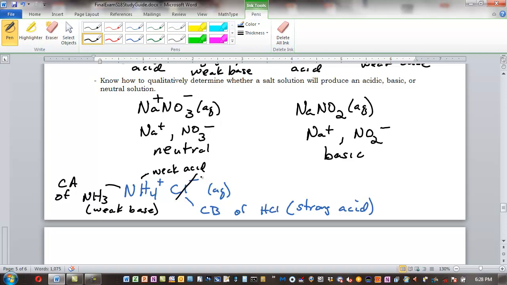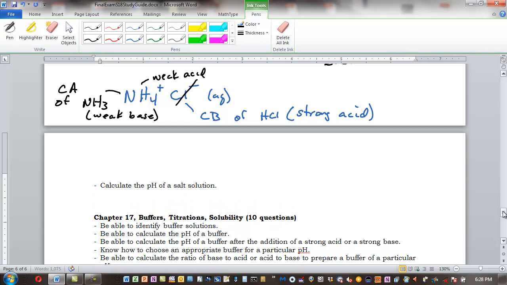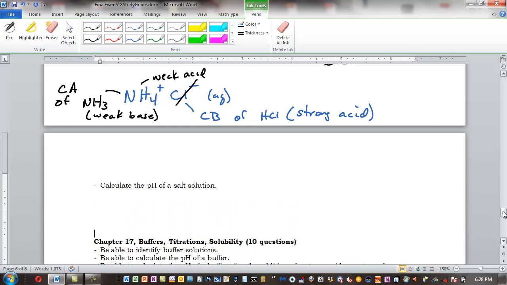And then the last thing I have, I'll have to look at the final. I haven't really looked at it closely for a few days. I don't have anything on here about Lewis acids and bases or acid strength based on structure, so I will double check those before the next session tomorrow. But the last thing on here for this chapter is actually calculating the pH of a salt solution.